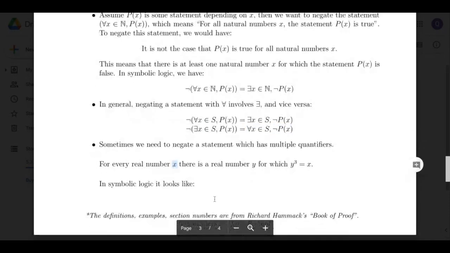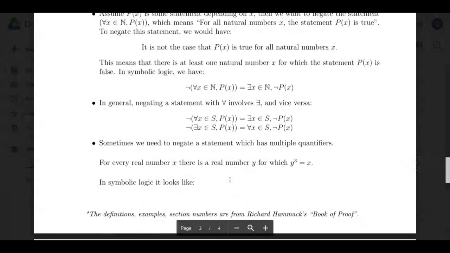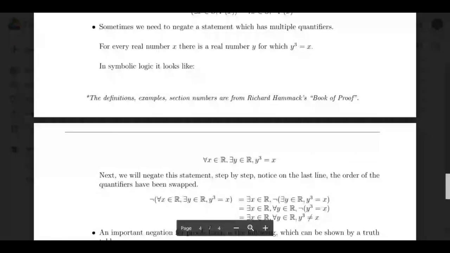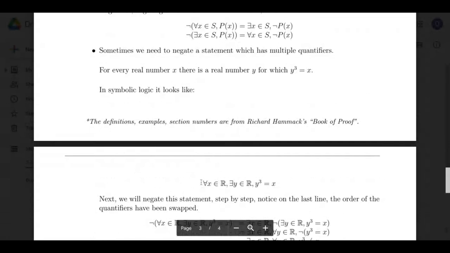Sometimes we need to negate a statement which has multiple quantifiers. For every real number x, there is a real number y for which y cubed equals x. In symbols, it looks like this: for all x in the real numbers, there is one y, also in the real numbers, such that y cubed equals x.